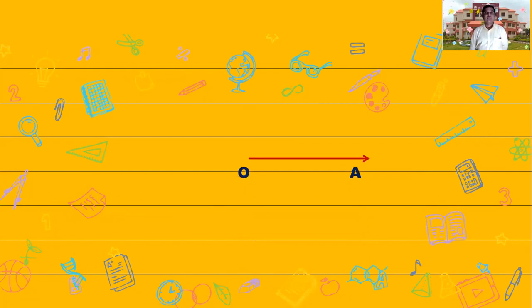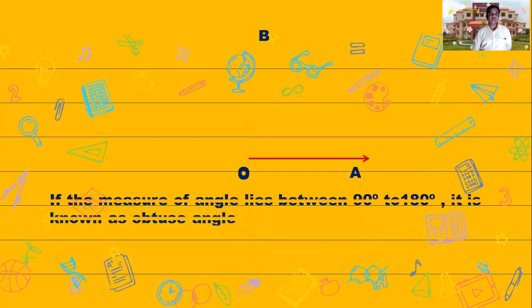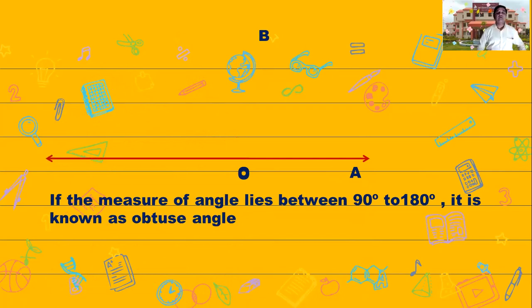Next, we are again going to take the initial ray OA. The second ray OB is now at 90 degrees. Now from this position, this ray moves in the anti-clockwise direction like this, again to a new position, and again to a new position, and lastly it reaches a position where it lies exactly opposite to the initial ray OA. Now can you tell me what is the angle between the initial ray and the final ray? Definitely this angle is 180 degrees and this angle is known as a straight angle.